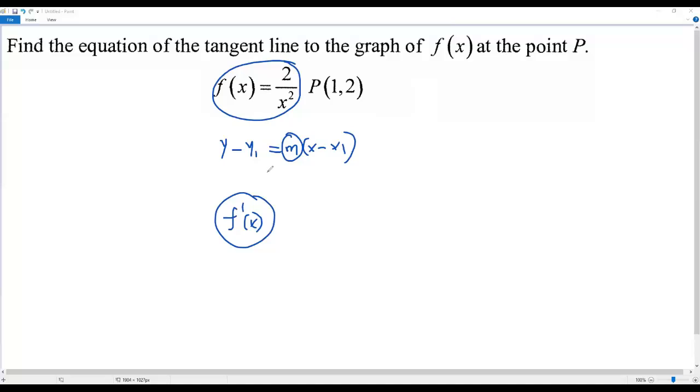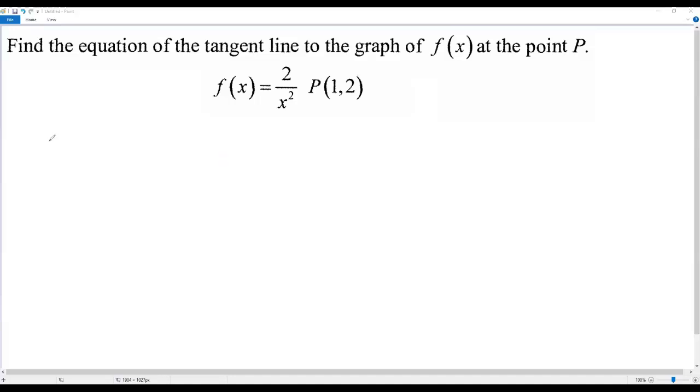Once we get f prime of x, we plug the given point (1, 2) into the first derivative to get the slope of the tangent line at this particular point. Once we have the slope at the point (1, 2), and we already have the point, we use the point slope form equation of a line to get the equation of the tangent line. Now our first work is to find the slope of the tangent line. For that, I have to find the derivative of this function.